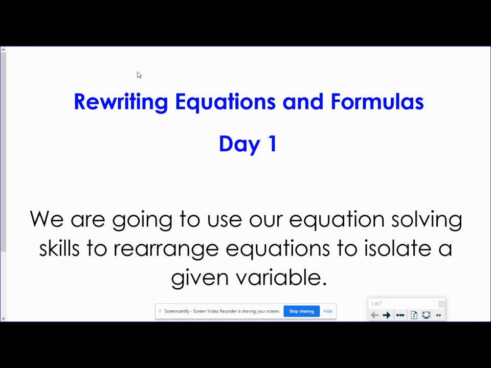Today we are going to start working with equations that look a little bit different. We're still going to use all of the skills that we've learned about solving equations, but this time instead of just having one variable, just an n or an x or whatever, we're going to have some equations or formulas that have multiple variables, and we're just going to try to get one variable all by itself.